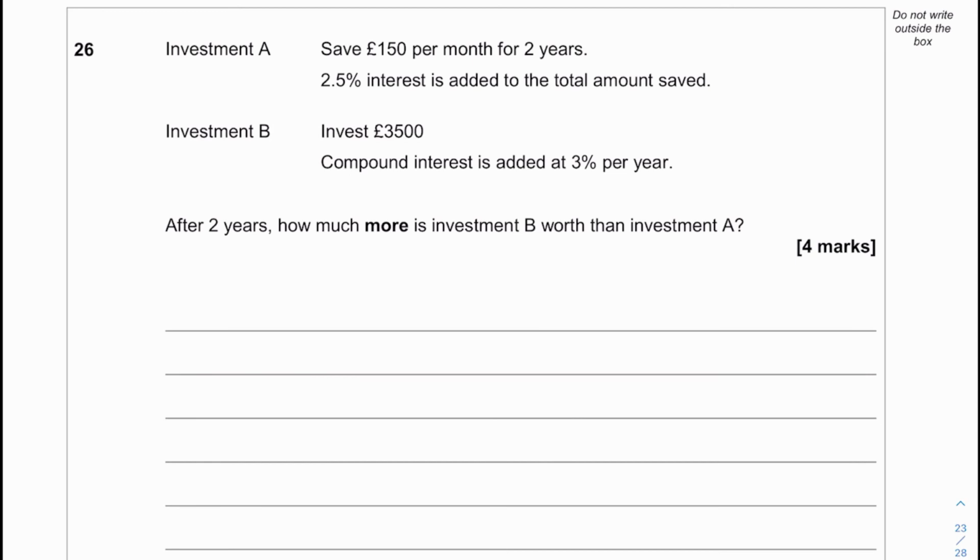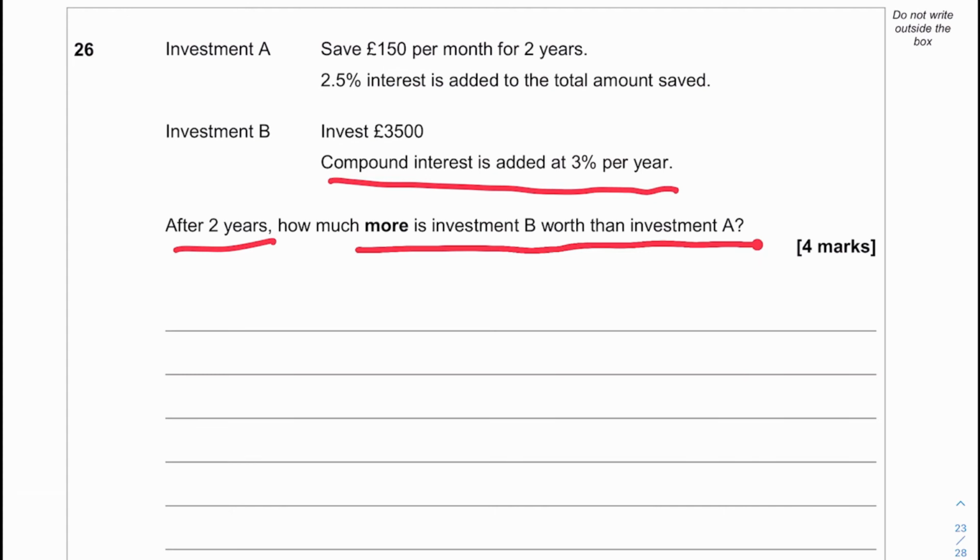Question 26, we are given two investments A and B, and for investment A we are told that we get £150 per month for 2 years, and then 2.5% interest is added to the total amount saved. Okay. Investment B, we invest £3,500 and the compound interest is 3% per year. After 2 years, how much more is investment B worth than investment A?